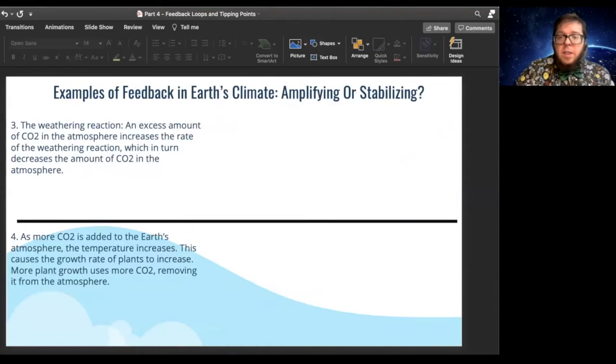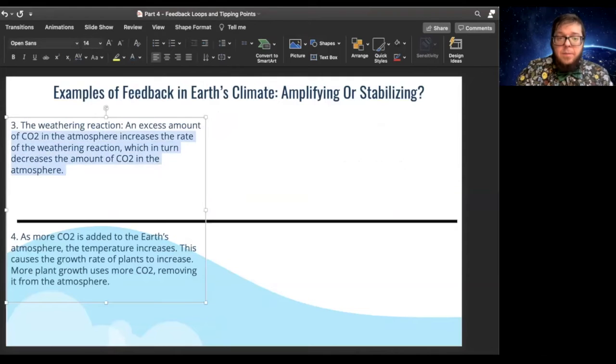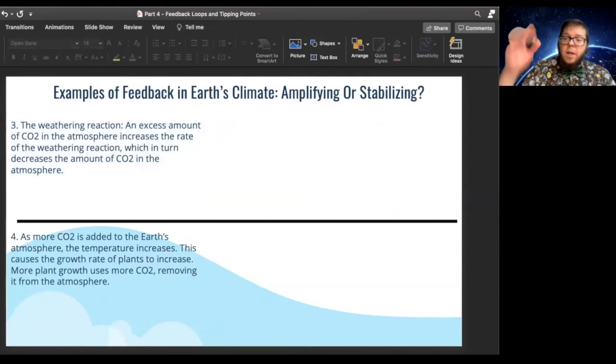Examples 3 and 4. Example number 3 we saw last week, the weathering reaction, right? Where if there's CO2 in the atmosphere, then some of the CO2 will get absorbed by the rain that falls, the CO2 will react with certain rocks and form sedimentary rocks, which will then get washed out to sea, removing the CO2 from the atmosphere. We thought last week about what would happen if there was excess CO2 in the atmosphere. That would make the weathering reaction happen faster, which would then remove CO2 from the atmosphere a little bit faster. So is this an amplifying feedback or a stabilizing feedback?